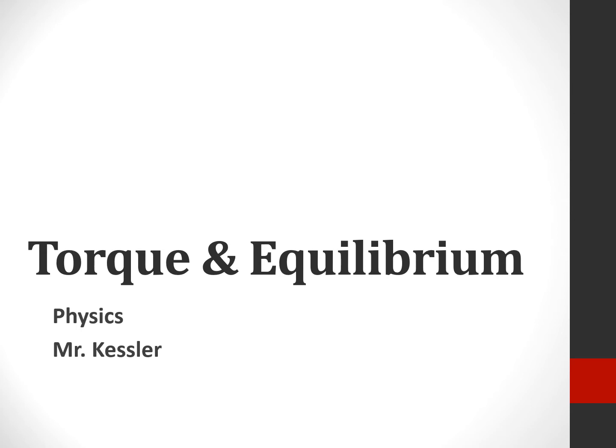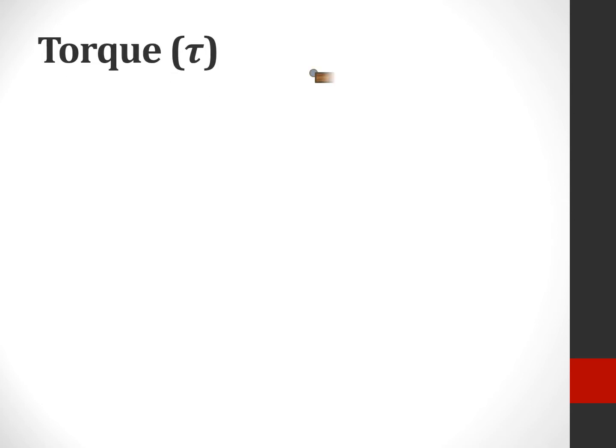In this PowerPoint, we're going to talk about torque and equilibrium. So here we have an object. This is a door that has a pivot point, and this door has a force being applied at a certain distance away from the pivot point. That distance is usually referred to as the radius, because when something has a pivot point, it's going to be rotating.